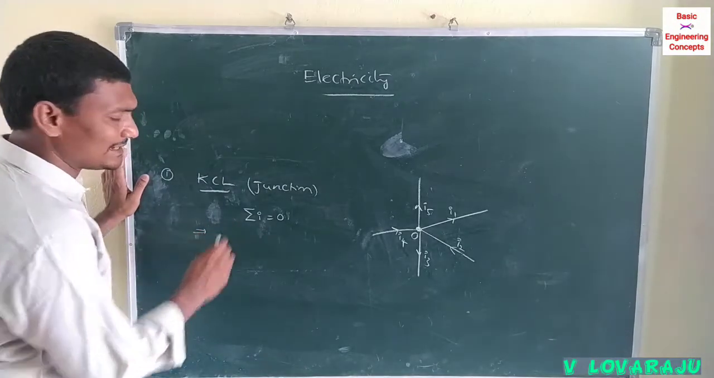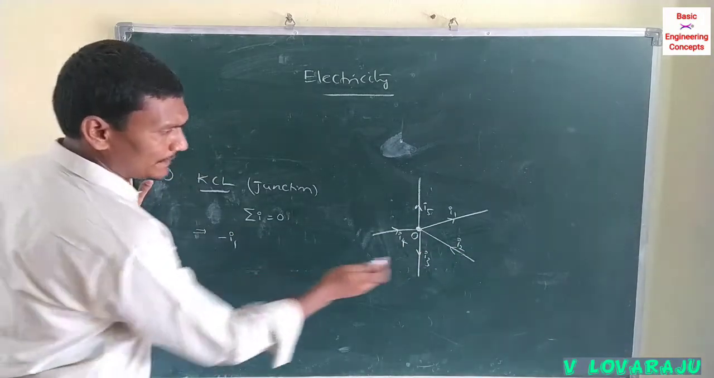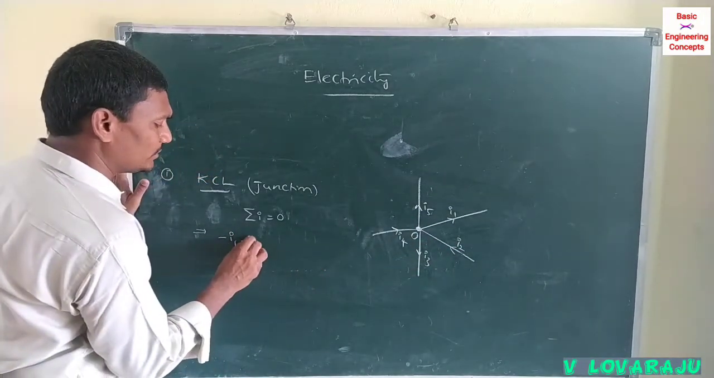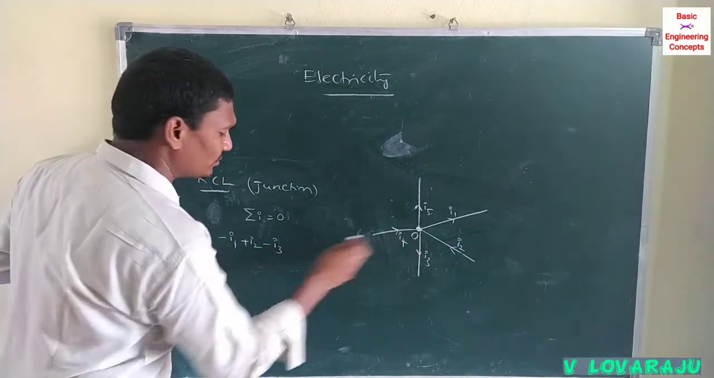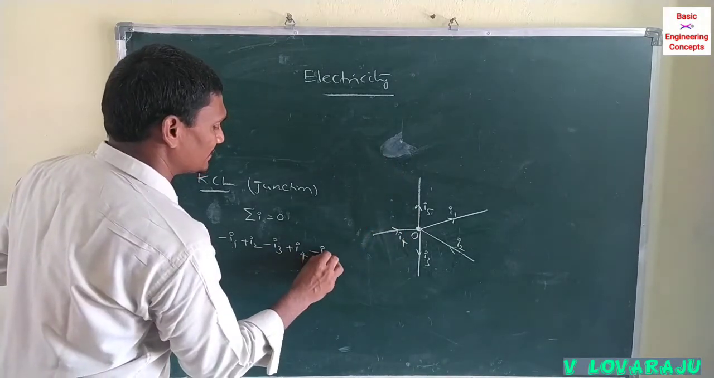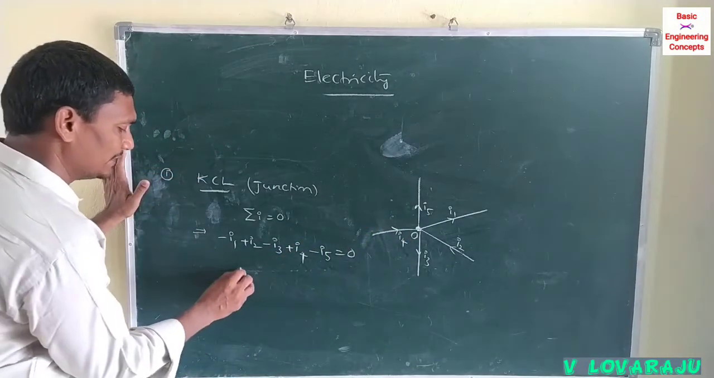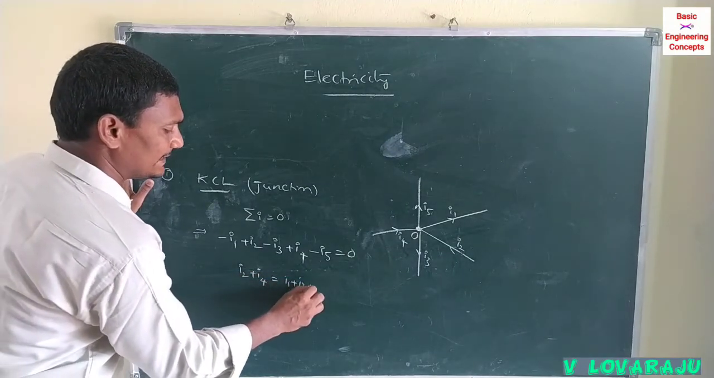Using this, sigma is always a sign of plus. Current I1 is away from the junction, that is minus I1. I2 is into the junction, that is plus I2. I3 is away from the junction, that's why it is minus I3. I4 is into the junction, plus I4. I5 is away from the junction, minus I5, and the sum is equal to 0. Therefore, I2 plus I4 is equal to I1 plus I3 plus I5.